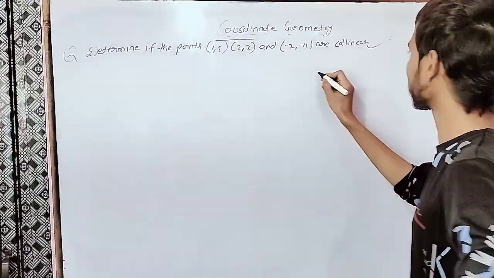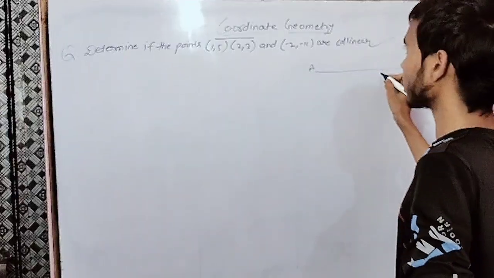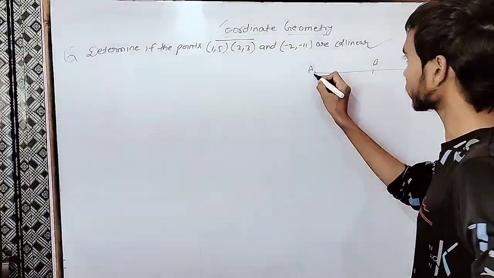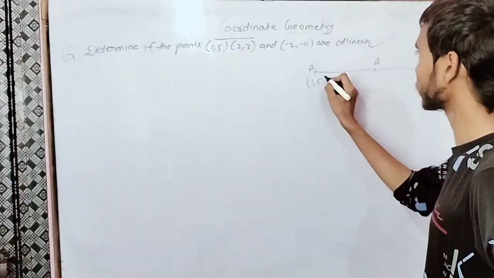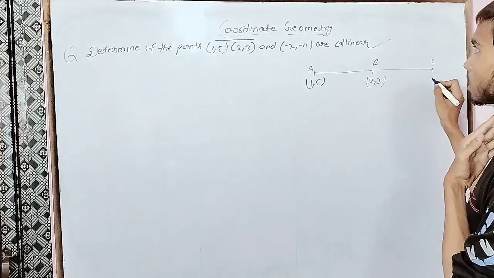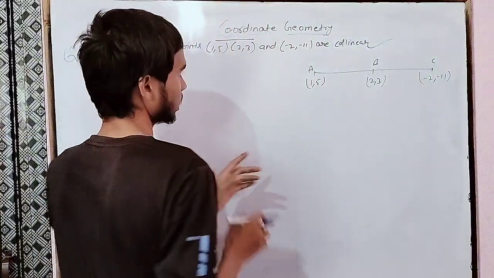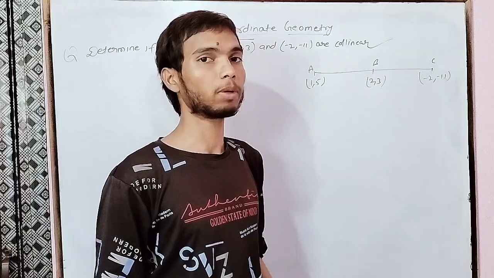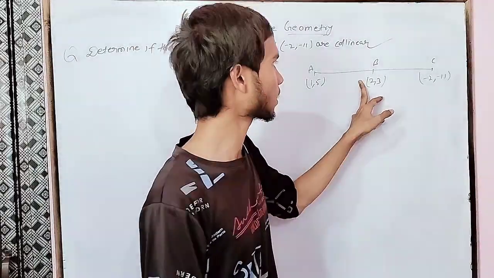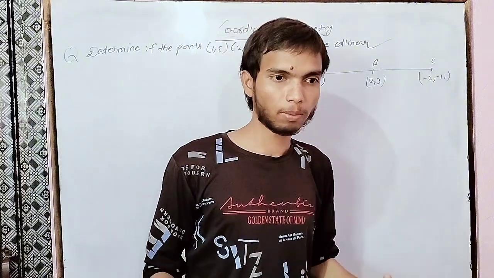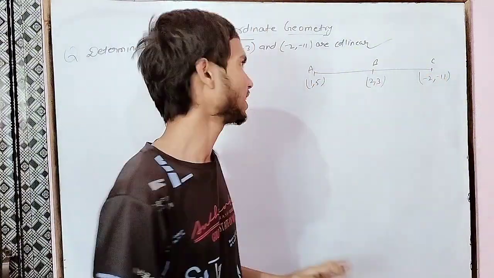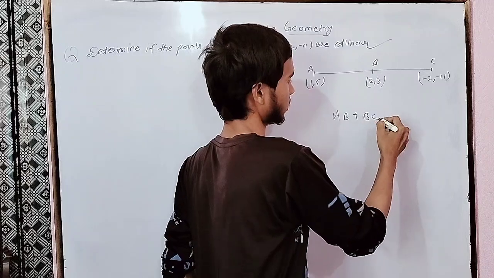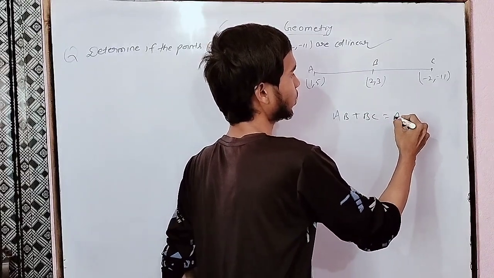Let's understand the meaning of this. This is A and this is B. This is C. So A is (1, 5), B is (2, 3), C is (minus 2, minus 11). If the measure of this and the measure of this will be equal to AC. Do you not understand? AB plus BC should be equal to AC.